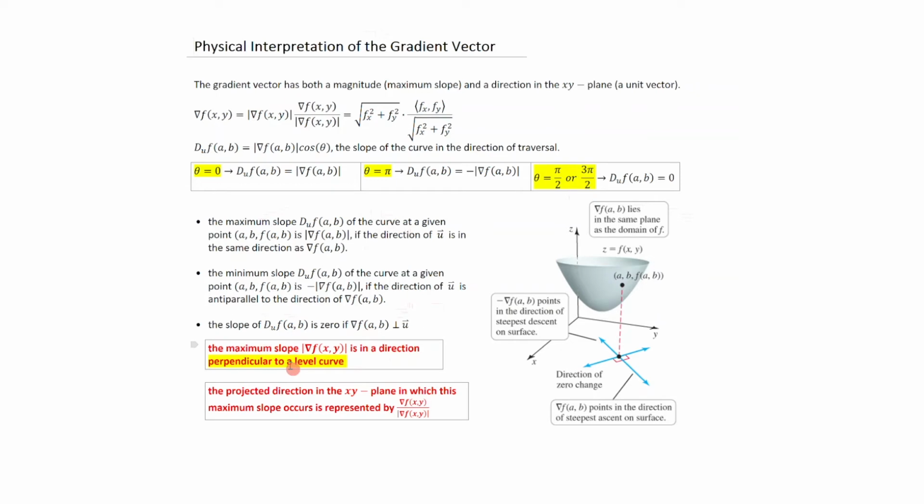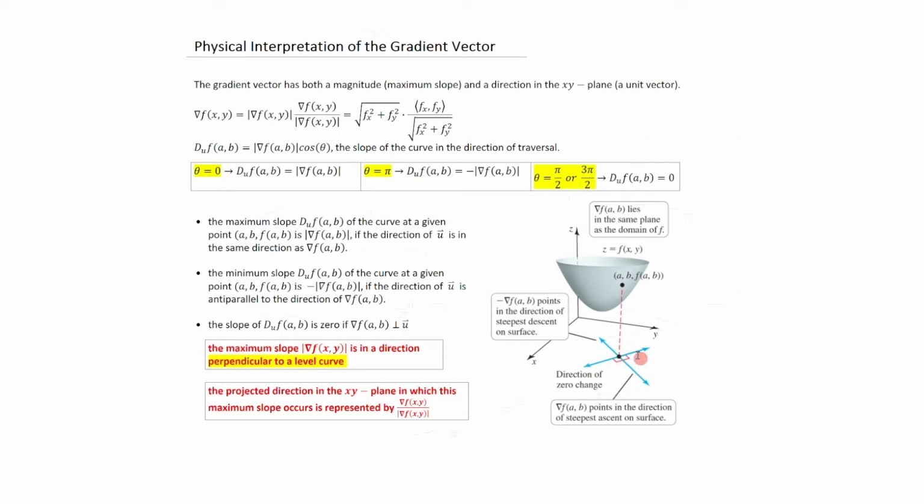All right, so we're going to prove shortly that the maximum slope is in a direction perpendicular to a level curve. And the projected direction in the xy plane in which this maximum occurs is represented by the gradient divided by its magnitude. On the right, you see an illustration. Here's the point on the surface. This is basically the different directions you can take.